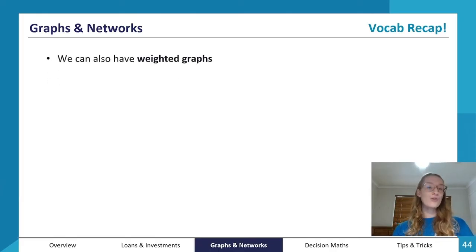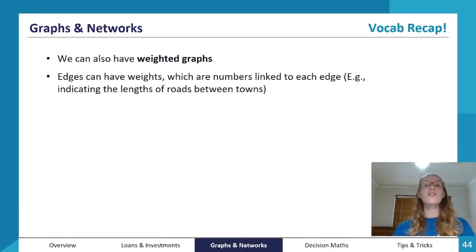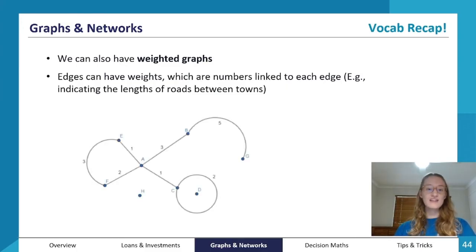So another type, we can also have weighted graphs. So that's when an edge has a weight associated with it, or a number linked to each edge. And that number could represent a different thing depending on the graph. It could represent the number of liters that could flow through a pipe. It could represent the number of cars, of traffic that could pass through a certain area. It could indicate the road length in kilometers. These weights have a meaning or an association in the network.